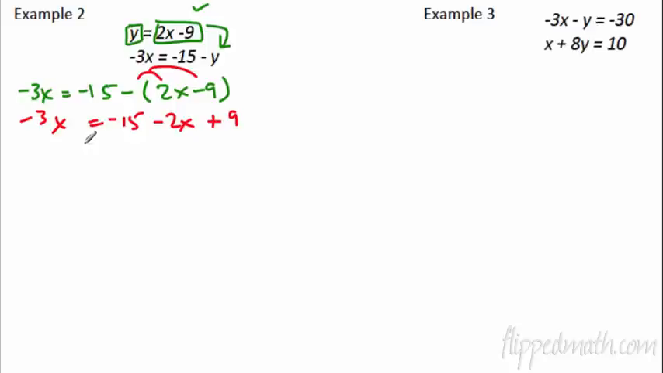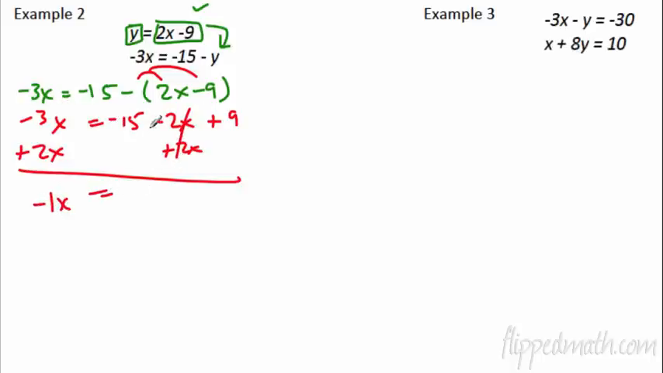Okay, so now what? Let's get rid of this 2x here. Let's add 2x to each side. I was going to say the smallest variable, but we have some combining like terms to do. We're going to have negative 1x equals, they're going to cancel out, negative 15 plus 9. That's going to be negative 6. You're going to get x equals 6.